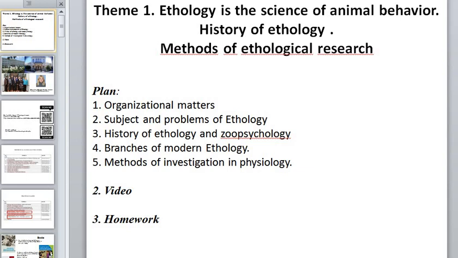This is the science of animal behavior, and today we have the first topic. As you can see, we will discuss some organization issues and a general idea of ethology, its history of development and the methods that are used.